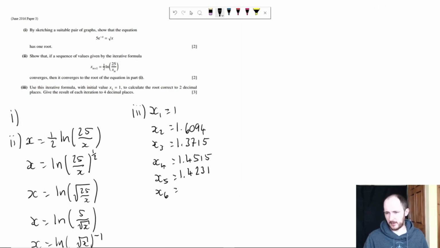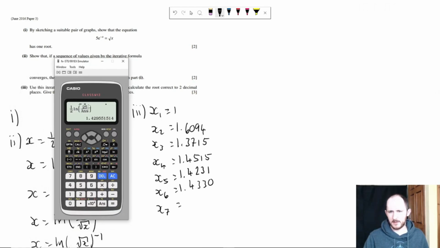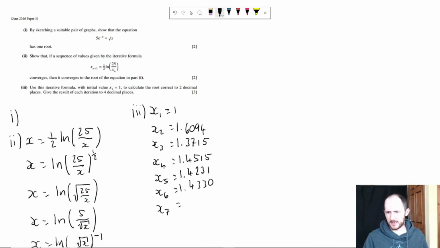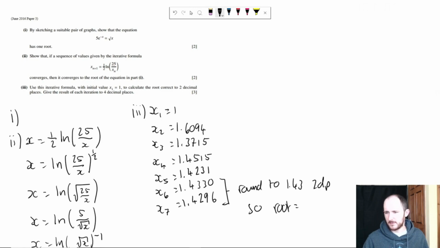1.4330. Okay, we're getting really close now. So 423. Yeah, so we've got 4.2 and then 4.3. Interesting, okay. So it looks like we have got our solution. So if you notice, both of these round to 1.43 to 2 dp. So does it say calculate the root? So the root equals 1.43 to 2 dp.